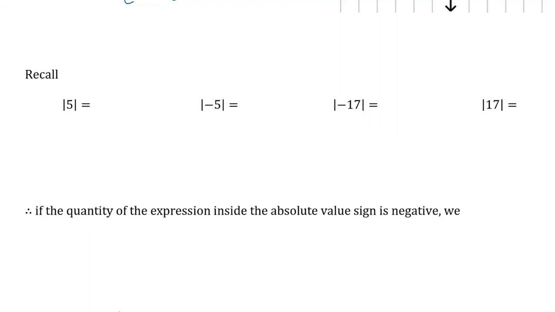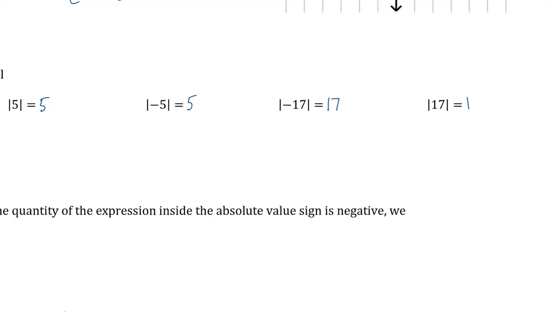So the absolute value of 5 is 5. And the absolute value of negative 5 is 5. So it doesn't flip the sign. If it flipped the sign, we'd just be multiplying by negative 1, and we wouldn't need that symbol. Right? It doesn't always flip the sign. It removes negatives. The absolute value of negative 17 is 17. And the absolute value of positive 17 is 17.